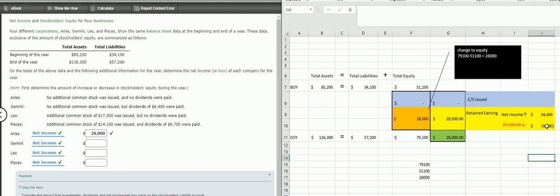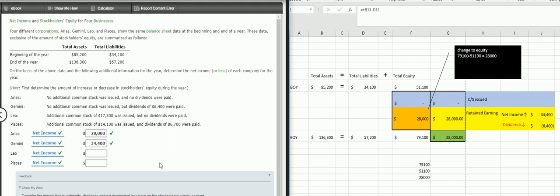Okay. So again, keep in mind, income increases retained earnings. So if income was 34,400 and the owners took dividends of 6,400, this minus that will give you the $28,000 that you need to explain why equity at the end of the year went up to 79,100. So I'm going to plug in here net income 34,400, and I'm going to check my work. All right. The third example, okay, the third company.